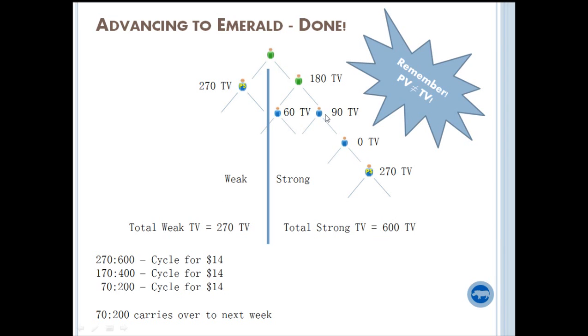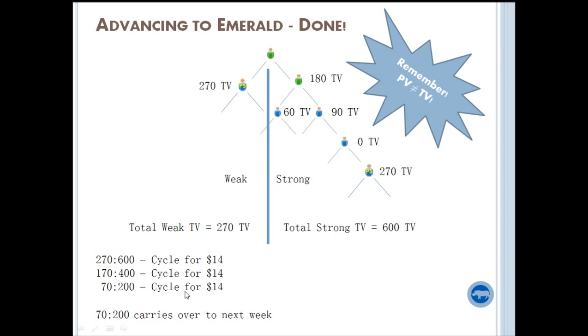On your strong side, the adding up of all these 5 coaches that are on your strong leg, some yours and some not, is 600 TV. So what we see here is 270 weak, 600 strong. That's after one cycle for $14. That takes 100 away from this side and 200 away from that side. That's the 300, right? Then it cycles again because there's still more than 100 and 200 there. Cycle for $14. Takes this down to 70 and this down to 200.